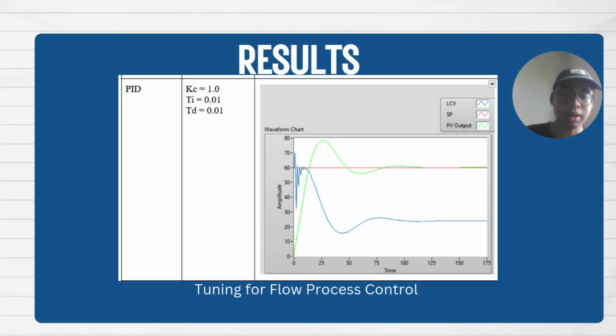Here we have combined all PID, the derivative adds damping and anticipates error change, resulting in a fast and accurate response with minimal overshoot and no steady state error, where we can see that the PV output settles the same as our set point.